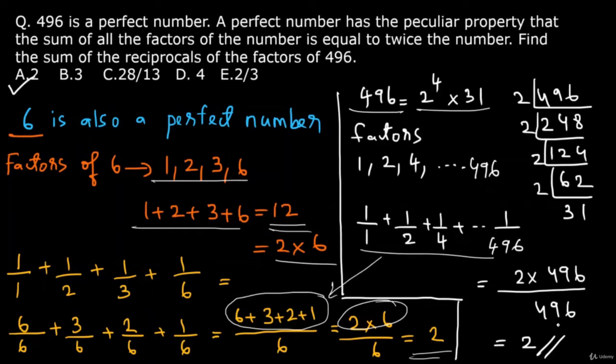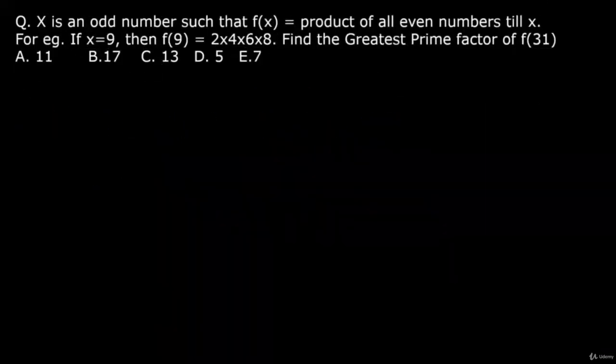You will get 496 in the denominator, and in the numerator you will get the sum of every factor of 496. And because 496 is a perfect number, and that's mentioned in the question, right? Therefore, when you add all these factors, you will get 2 into 496. Now, therefore, the answer is 2 into 496 by 496, which is equal to 2. And that's why the correct answer to this question is option A. Let's read the next question.